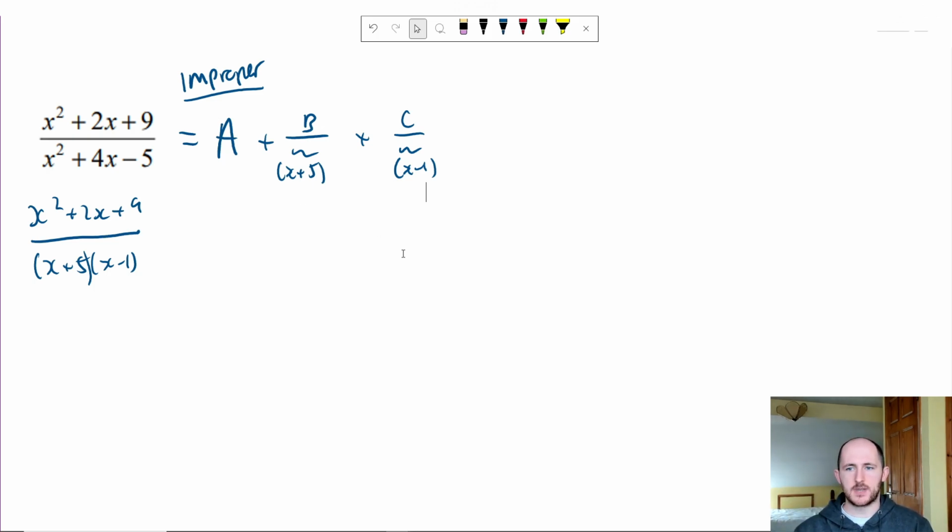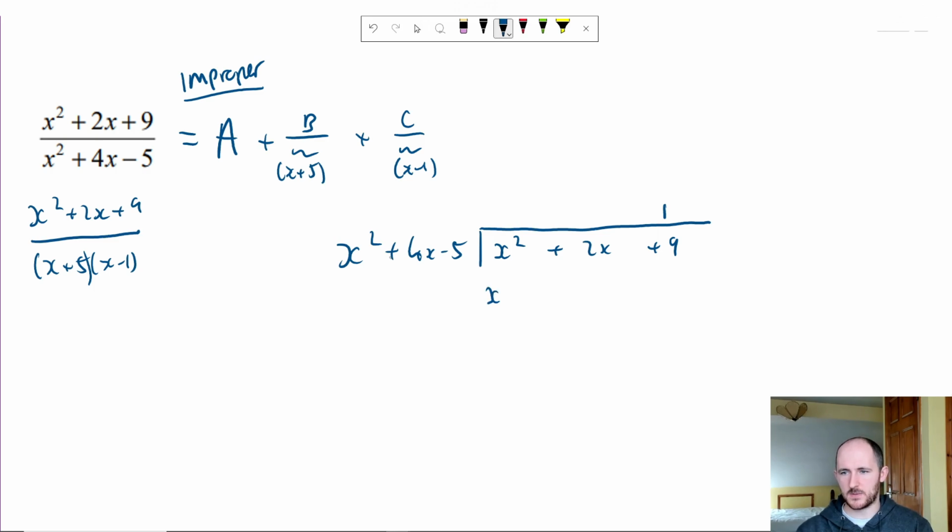So, if we do division, x squared plus 4x minus 5, then we have x squared plus 2x plus 9. You divide by the first thing, so that gives me 1. Then we times by all of this, we get x squared plus 4x minus 5.